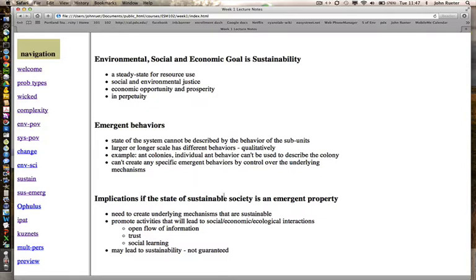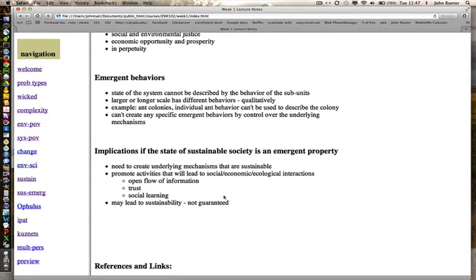So there are inherently and qualitatively different behaviors at the larger scale than there are at the smaller scale. And the implication of that is that if we think about sustainability as being an emergent property, then what we have to do is create underlying mechanisms that are sustainable. Every little part has to be sustainable. Every individual, every business has to be responsible. And then we need to promote social and economic interactions that help promote that sustainability.